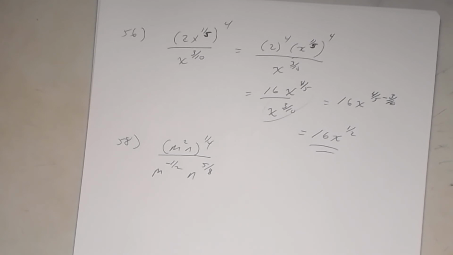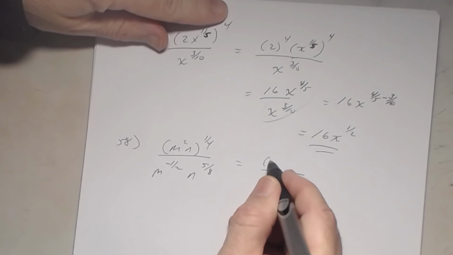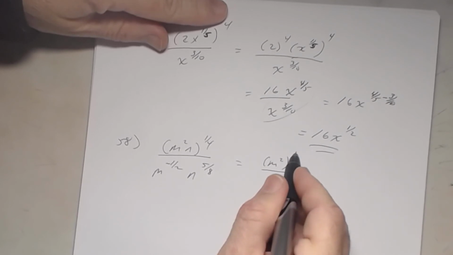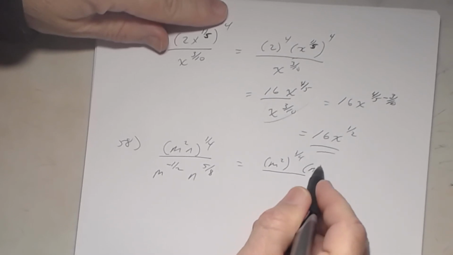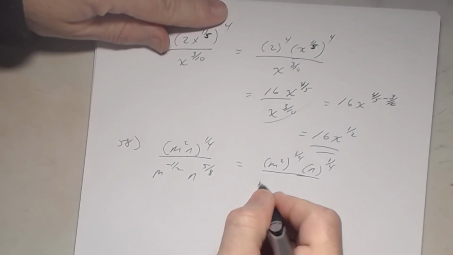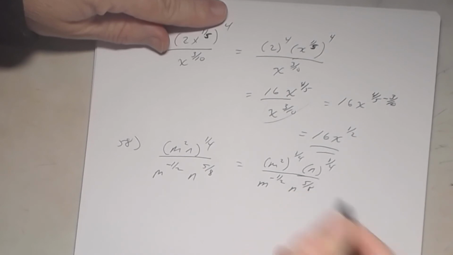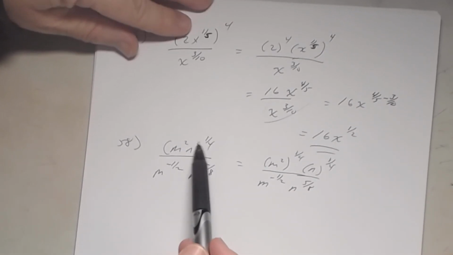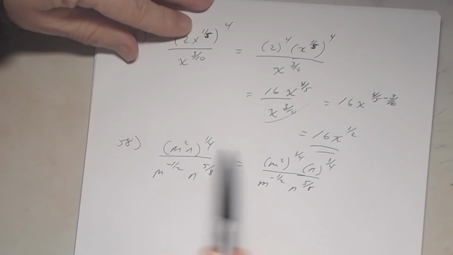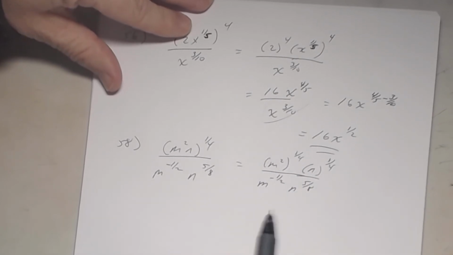What are you going to deal with first? The numerator. So that's a power of a product. In your mind, you're saying multiplied by 1/4: m squared to the 1/4 times n to the 1/4. And then just rewrite the denominator, m to the negative 1/2, n to the 5/8. Okay, so in the numerator, that's a power of a product. Now I'm going to use the power rule next.